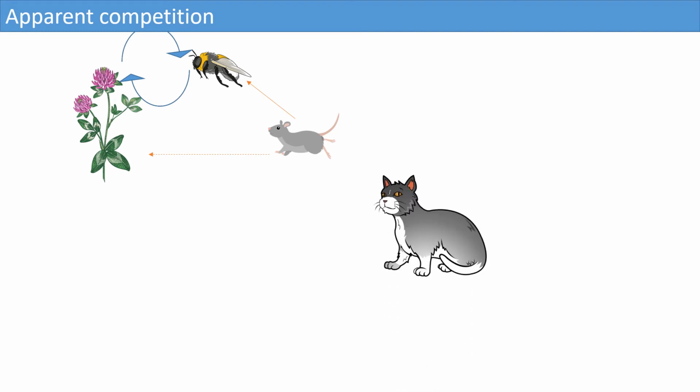You can also introduce cats into the equation that have a negative direct effect on the fitness of mice because they feed off of mice. But then they have an indirect apparent effect on the population of bumblebees because they help the bumblebees to not get eaten by mice, which means that they have an indirect effect on the red clover population that will be better pollinated by the remaining bumblebees.